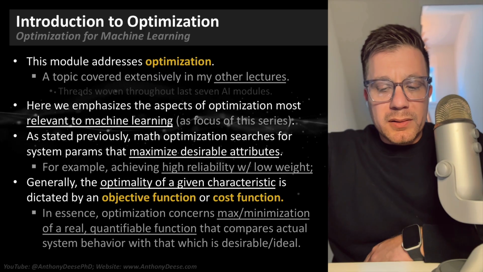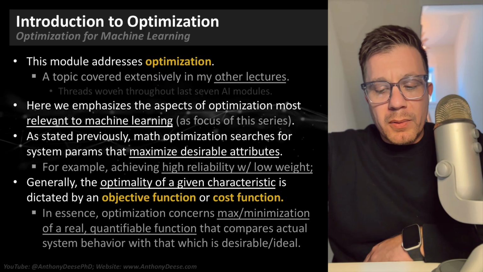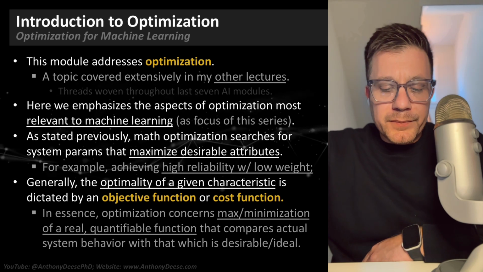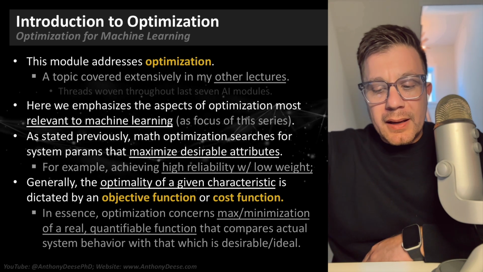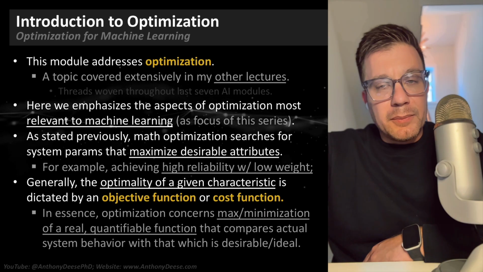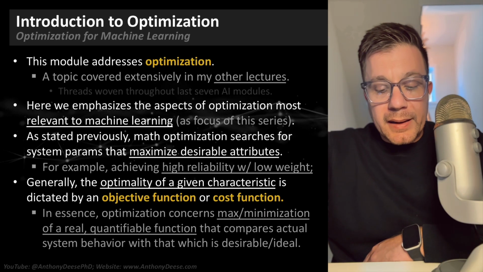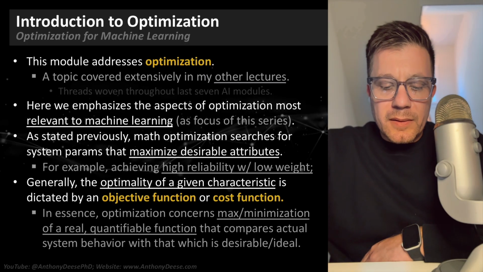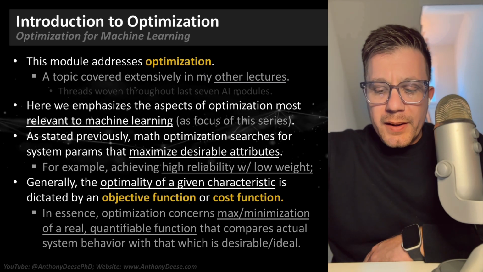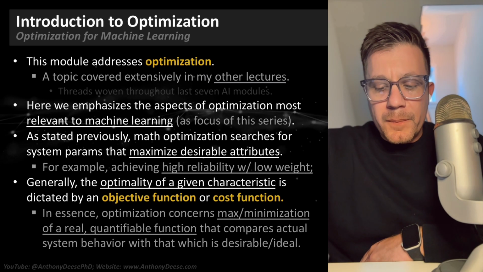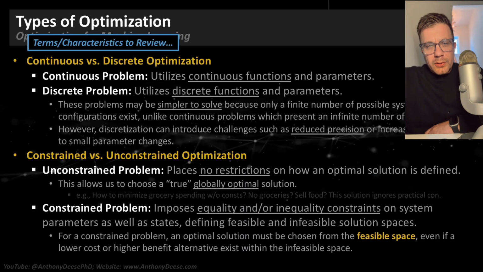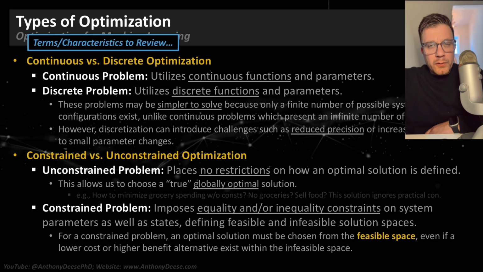minimize undesirable ones. For example, can we build a car with high reliability and high speed with low weight and low cost? Generally, the optimality of a given characteristic is dictated by an objective function or a cost function. In essence, optimization concerns maximization or minimization of a real, quantifiable function that compares actual system behavior to that which is desirable or ideal.